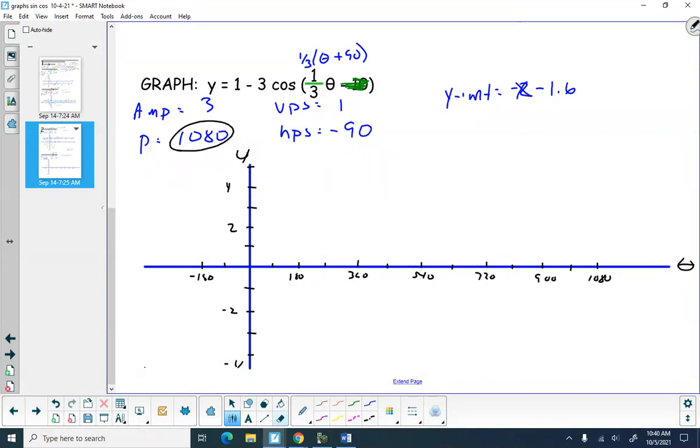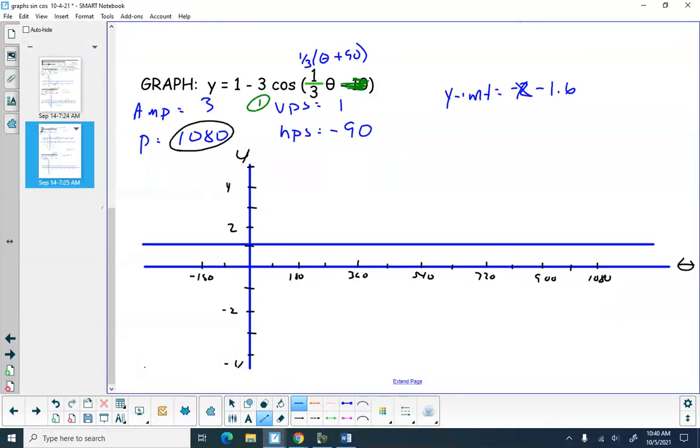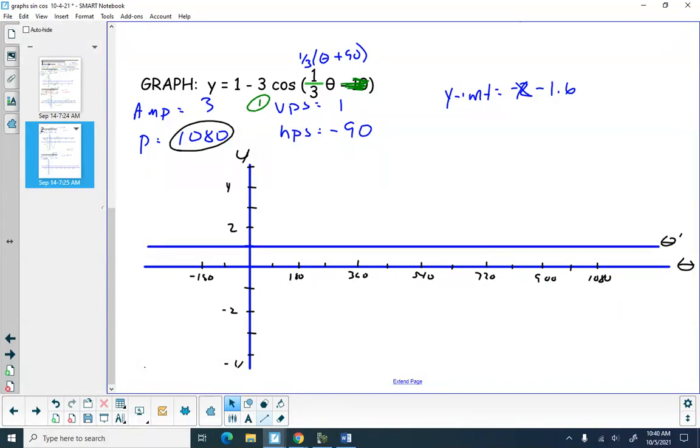Okay, first thing we draw in, go ahead, draw it in. Vertical phase shift, draw on your prime axis. Second thing, where is your theta start value? What's your theta start value? That's your horizontal phase shift.